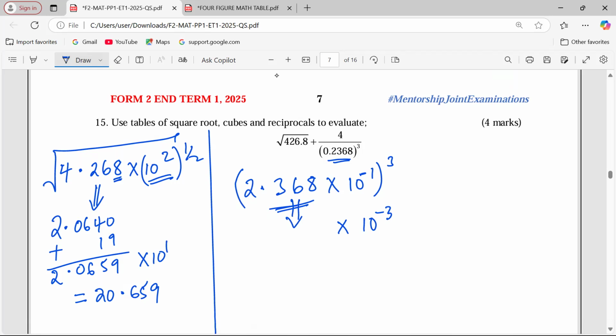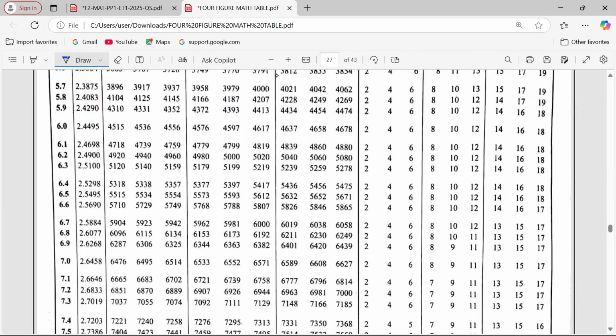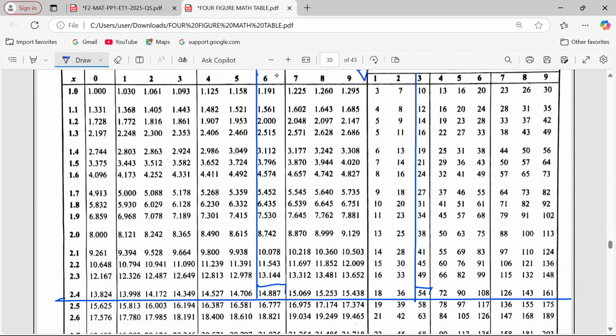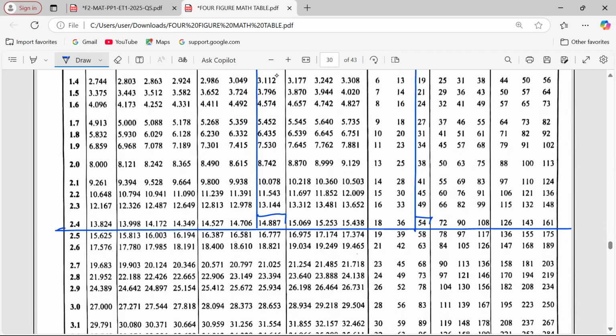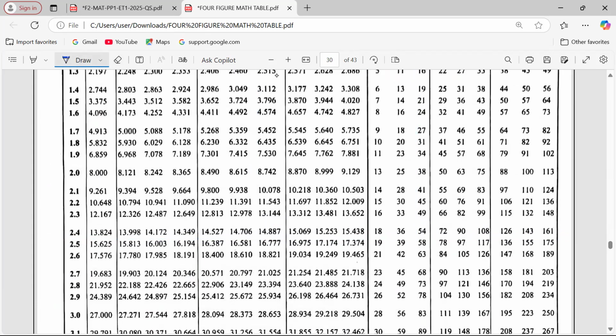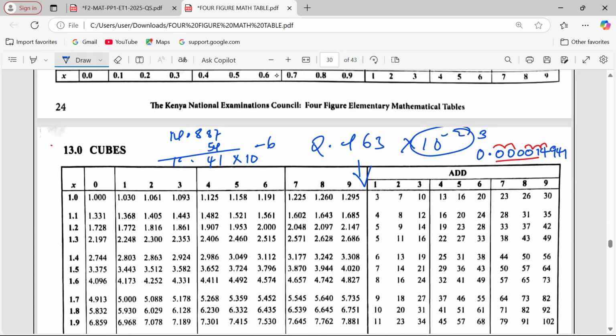To read it from the tables, we are supposed to read 2.3, then 68. So let's check that. 2.368 for the cubes. We are cubing 2.368. So 2.3, then 68. The column that has 6 is here.